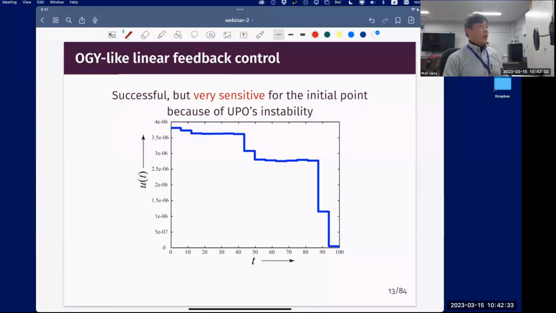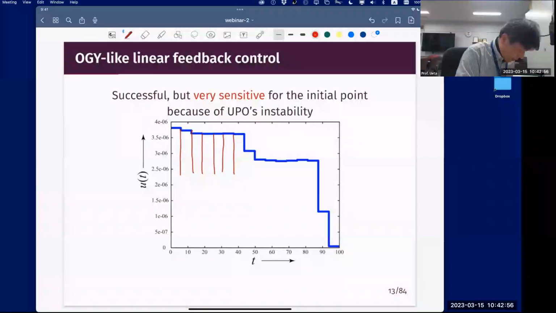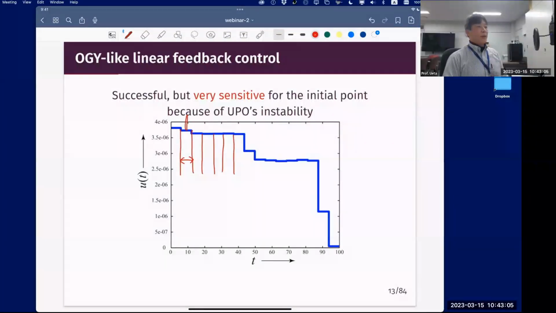Another problem arises. For the OGY method, they sample the system by using a sampler or making a Poincaré mapping. So at each fixed period timing, you can update the control value. During this interval, if you have some disturbances, maybe the control fails. So in this sense, the OGY-like linear feedback control is very sensitive to the initial point or setting up. So probably you have to wait for a very long time to seek the UPO, and the UPO itself is very unstable under parameter perturbation or disturbances.